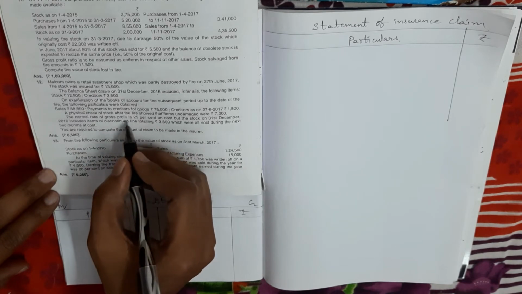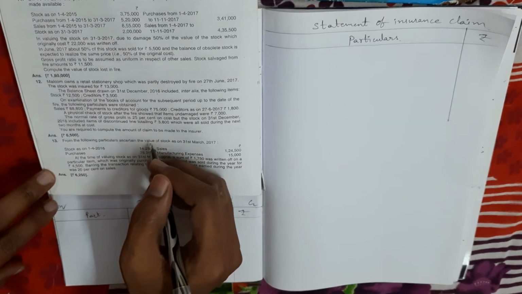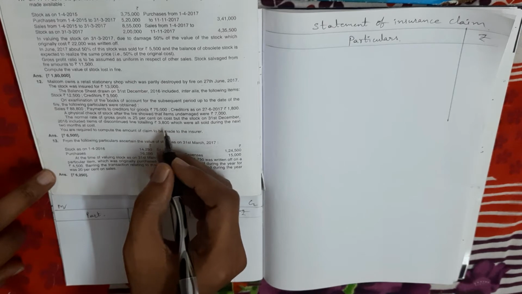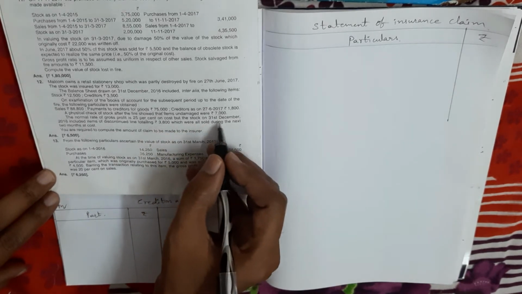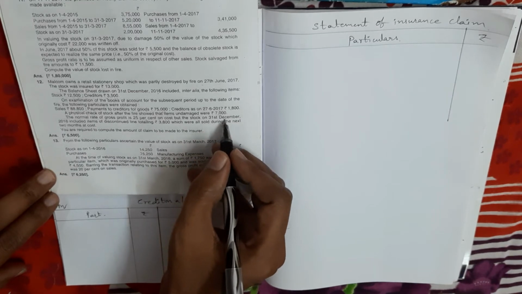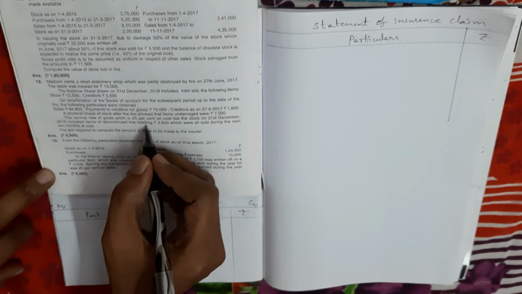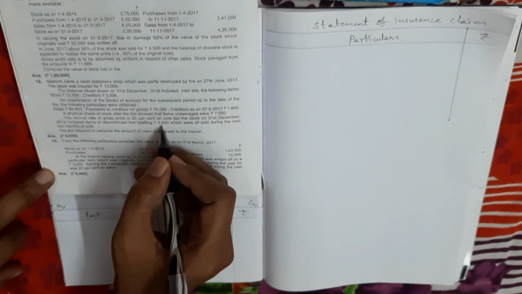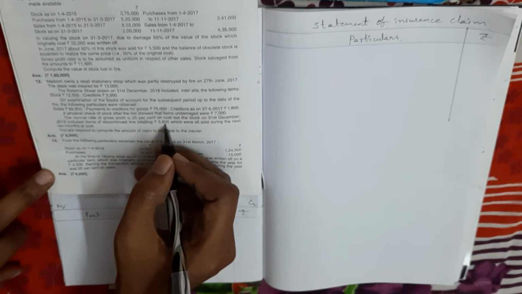My dears, here the normal rate of gross profit is given in the problem, meaning no need to prepare last year's trading account. So directly prepare the current year memorandum trading account, right? But the stock on 31st December, this is the important point. Stock on 31st December 2016 included items of discontinued line totaling 3,800 rupees. So this is the abnormal items amount. Abnormal items amount is 3,800 rupees.